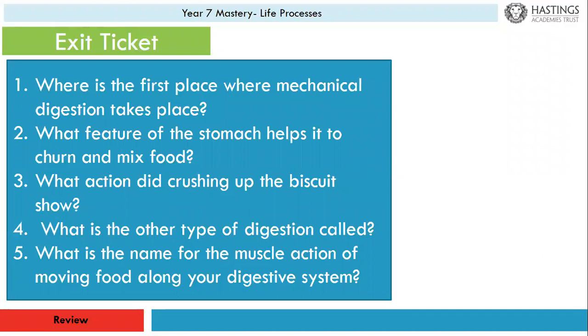small intestine. The other type of digestion, aside from mechanical, is called chemical digestion. So that would have been your answer to number 4. The name for the muscle action moving food along your digestive system is called peristalsis. Okay? Give yourself a mark after 5. If you weren't sure, you can go back and watch the YouTube video again.